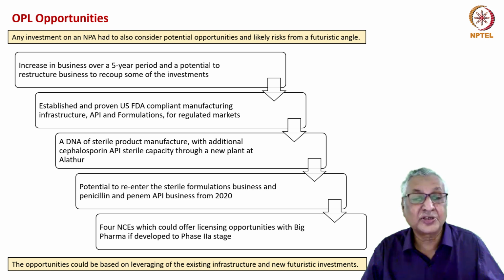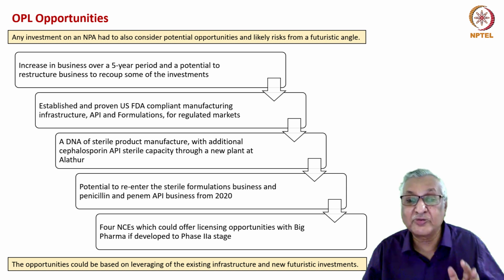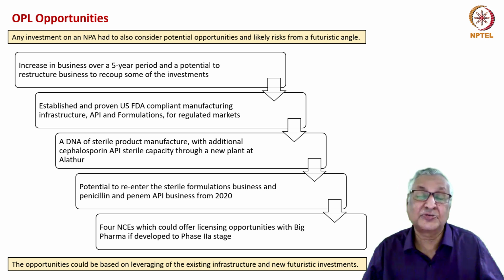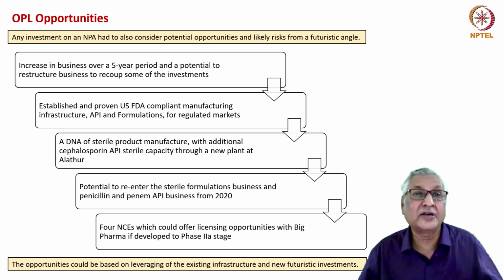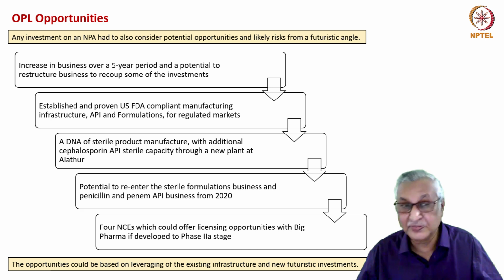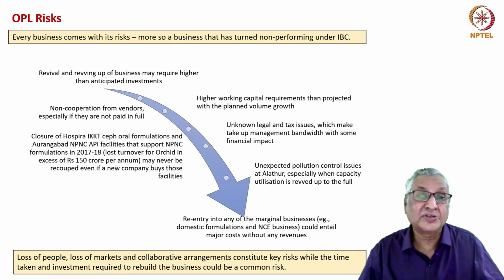A DNA of sterile product manufacturing, with additional cephalosporin API sterile capacity through a new plant at Alathur. Potential to re-enter the sterile formulations business and penicillin and penem API business from 2020. Four NCEs which could be developed further to phase 2A and monetized if successful. The opportunities could be based on leveraging of the existing infrastructure and new futuristic investments. But every business comes with its risks, more so a business that has turned non performing under IBC.